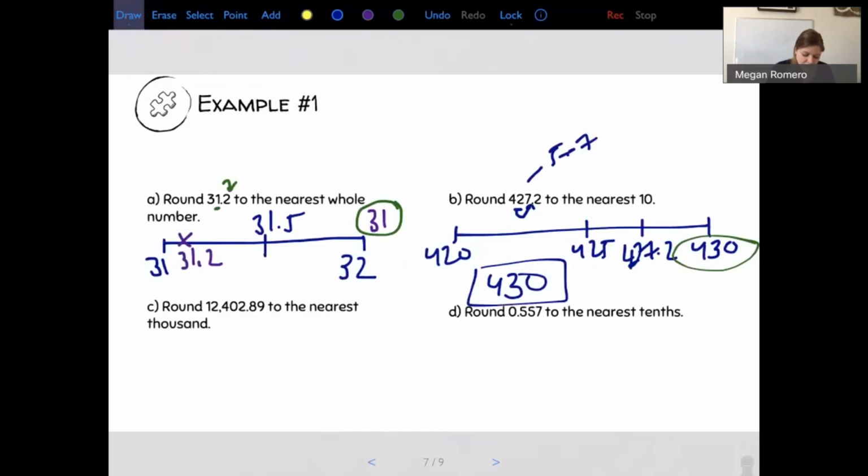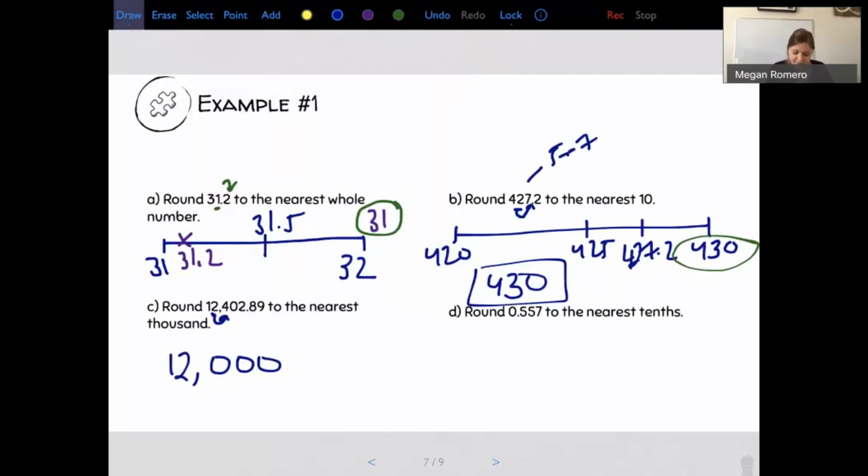Part C, round 12,402.89 to the nearest thousand. The thousands place is where the 2 is. When we're rounding to the nearest thousand, is it going to be closer to 12,000 or 13,000? We look next door. This number is 0 through 4, which means that the 2 stays the same. And as I mentioned, that's where the number stops, the last digit that we have that's non-zero, and then the rest become zeros since we're rounding to the nearest thousand.